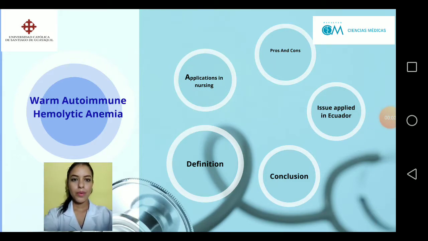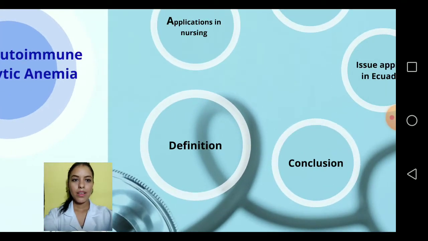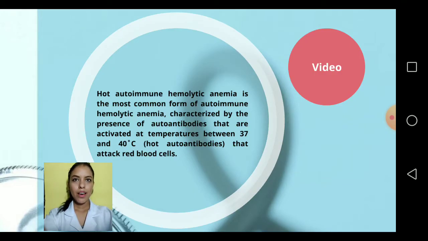1. Autoimmune hemolytic anemia. Definition. Autoimmune hemolytic anemia is the most common form of hemolytic anemia characterized by the presence of autoantibodies that are activated at temperatures between 37 and 40 degrees Celsius. These autoantibodies attack red blood cells.